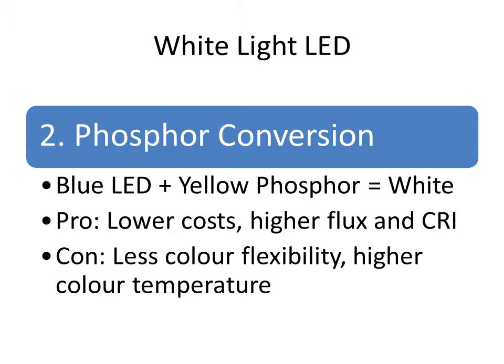The other method is to use a blue or near ultraviolet chip, such as a blue LED, and coat it with yellow phosphor to produce white light. This approach allows high volume manufacturing, which lowers costs and gives higher efficacy, but the resulting light from blue and yellow is at a higher color temperature, which is cool or bluish in color.